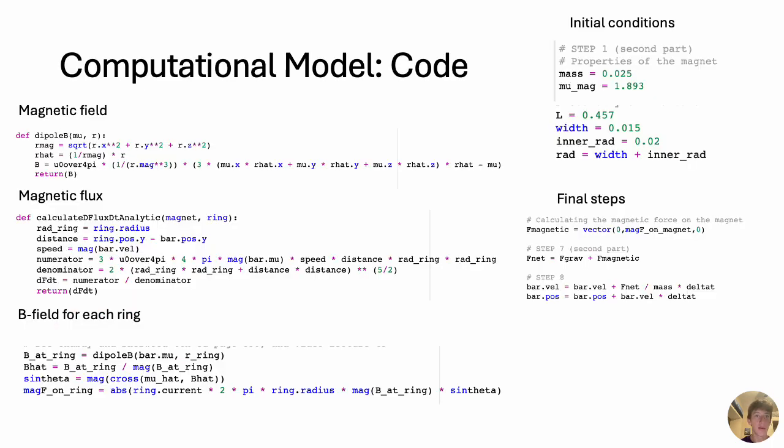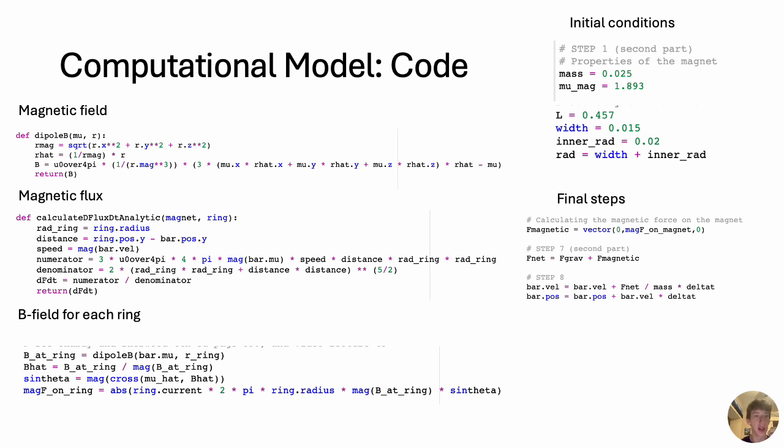This is the code. The initial conditions are set on the top right: the length, width, the mass, and magnetic moment. The magnetic field is made at the top left, set up just like a normal equation. The magnetic flux is then made below that, using those setup equations based on the variables we knew.